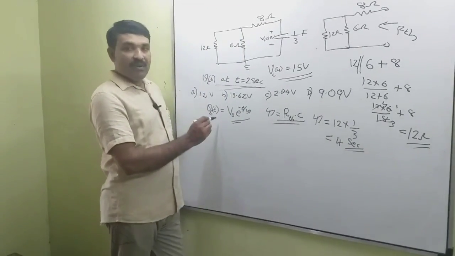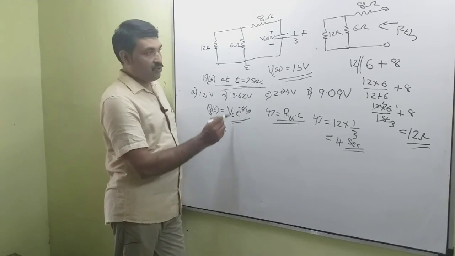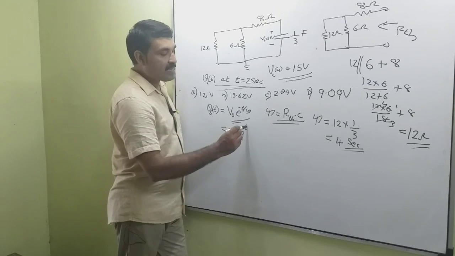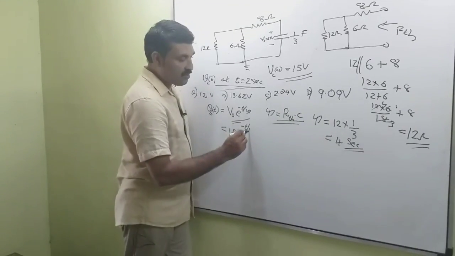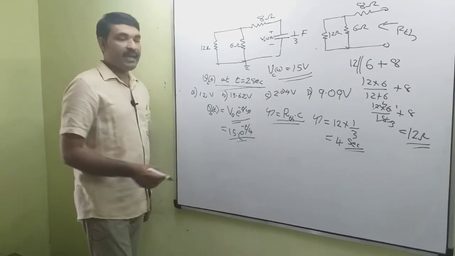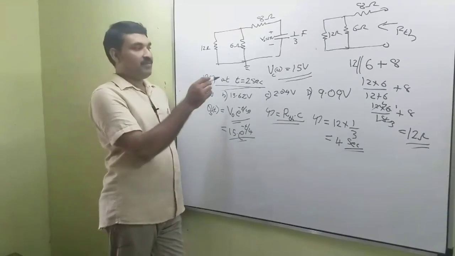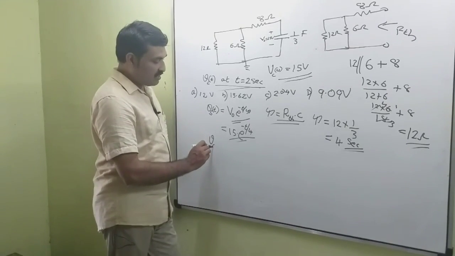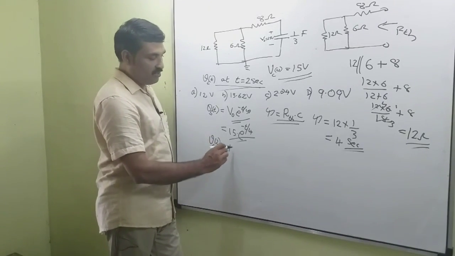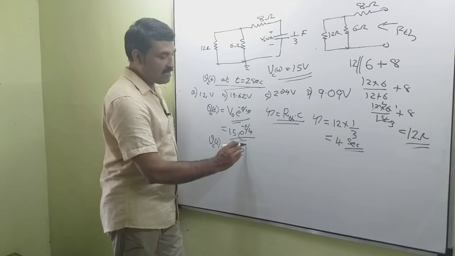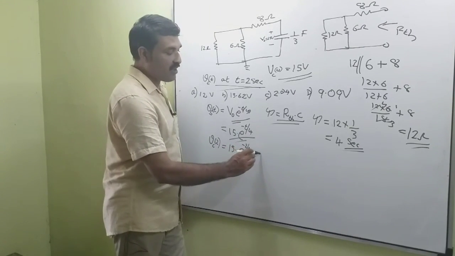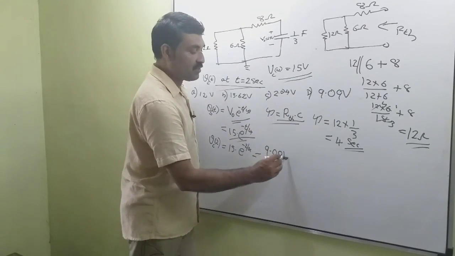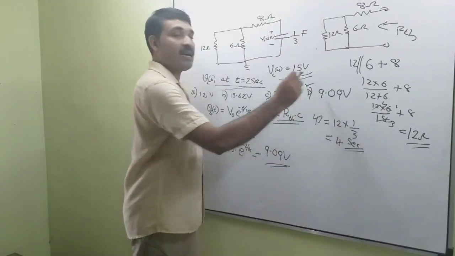Now V of t or Vc of t, that is equal to V naught, that is 15 into e raised to minus t by tau. Tau is 4. Now we want to find the value of output Vc(t) at t is equal to 2 seconds. So put t is equal to 2. So Vc(2) is equal to 15 into e raised to minus 2 by 4. The value can be found as 9.09 volt. So D is the correct option.